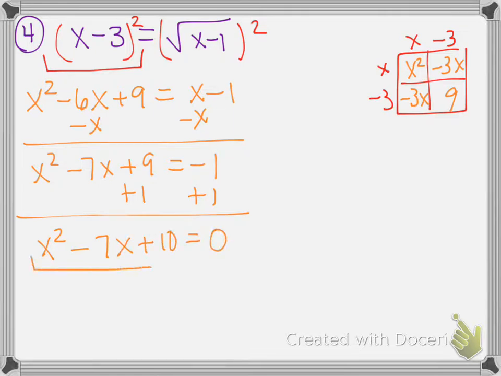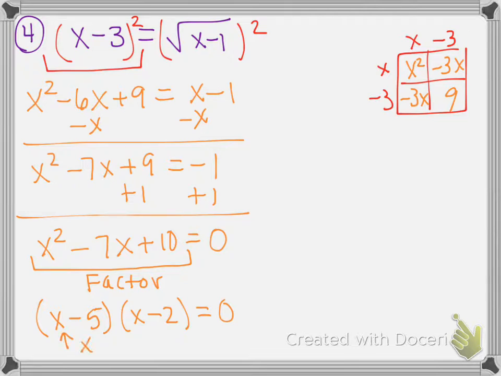Now we need to factor this trinomial like we did in the previous chapter. So you need to think about numbers that multiply to 10 that add up to negative 7, and they are negative 5 and negative 2. So this is x minus 5 and x minus 2 equals 0. Then if two numbers multiply to 0, in the first part, x can be 5 because that turns the first part to 0, and in the second part, x could be 2. That makes this part 0.